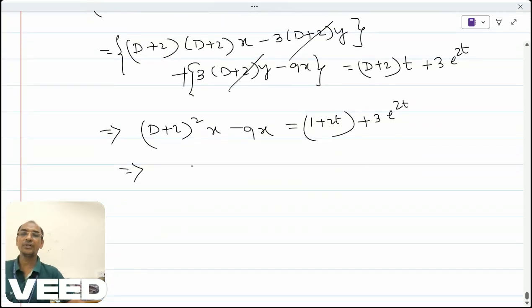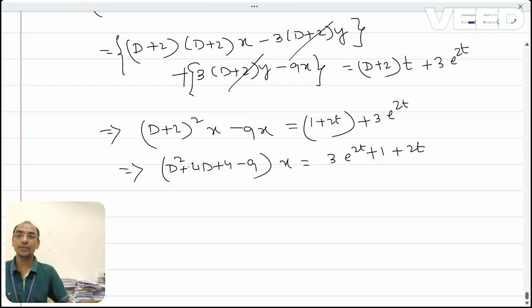So now what I will do here, I will expand this one. D square, so I will write here D square plus 4D plus 4 minus 9 of x equal to 3 e to the power 2t plus 1 plus 2t. And so what I will get here, D square plus 4D minus 5 of x equal to 3 e to the power 2t plus 1 plus 2t.